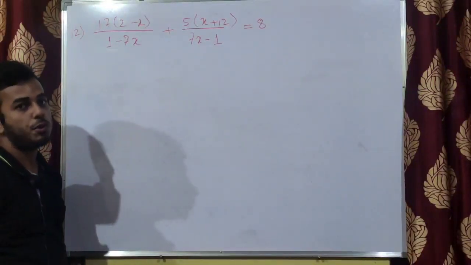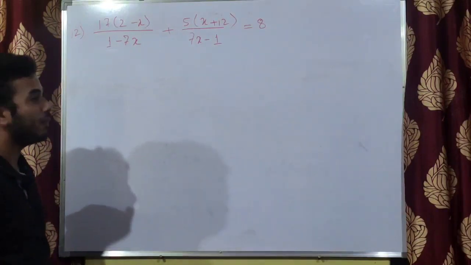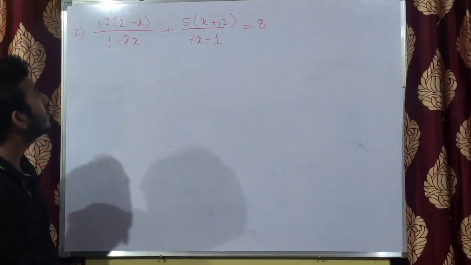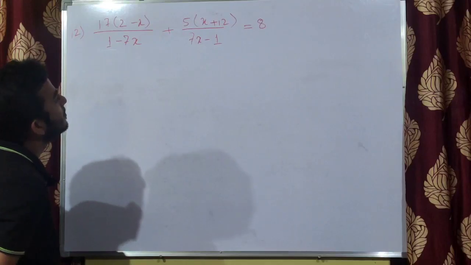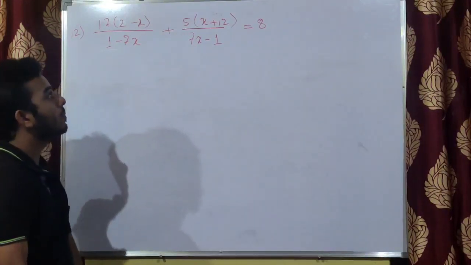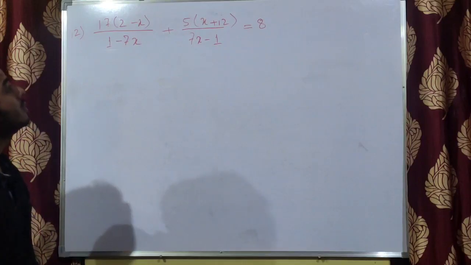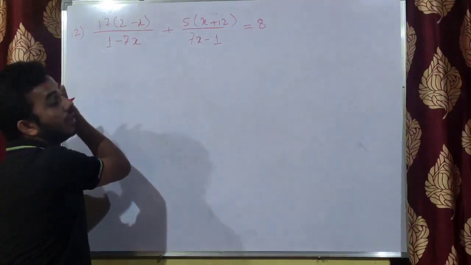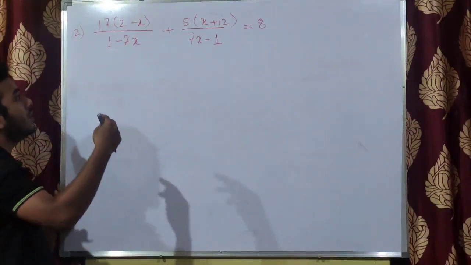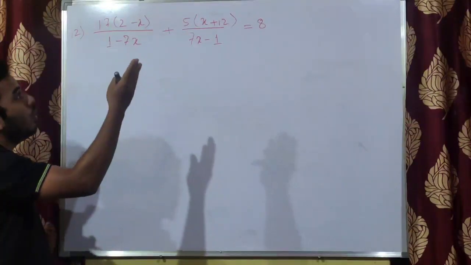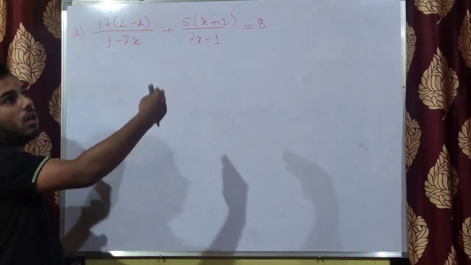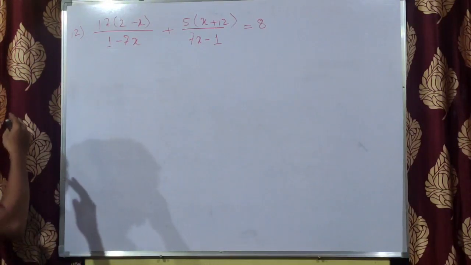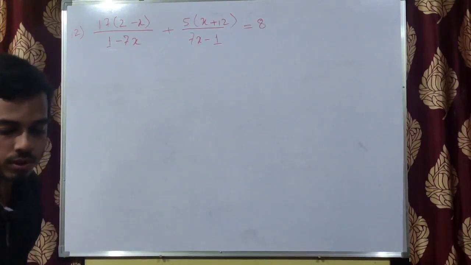Okay. Next we will solve question number 12. Look, it is a bit different type of question. 17 into (2 minus x) divided by (1 minus 7x) plus 5 into (x plus 12) divided by (7x minus 1) equals 8. Here first of all we have to solve LHS. How will we solve LHS? First of all we have to take the LCM, then solve LHS, then include RHS also in this solving.